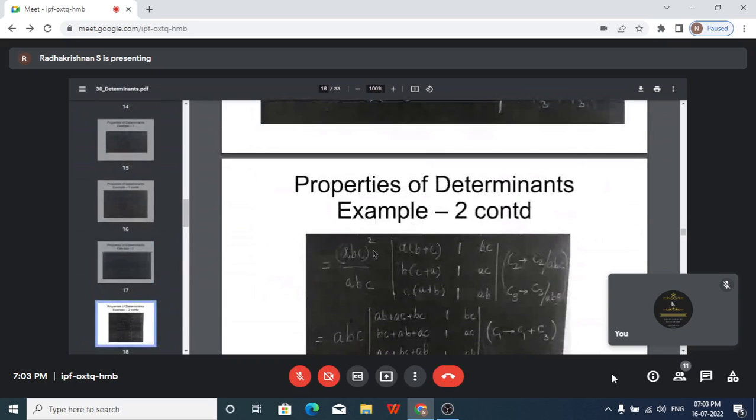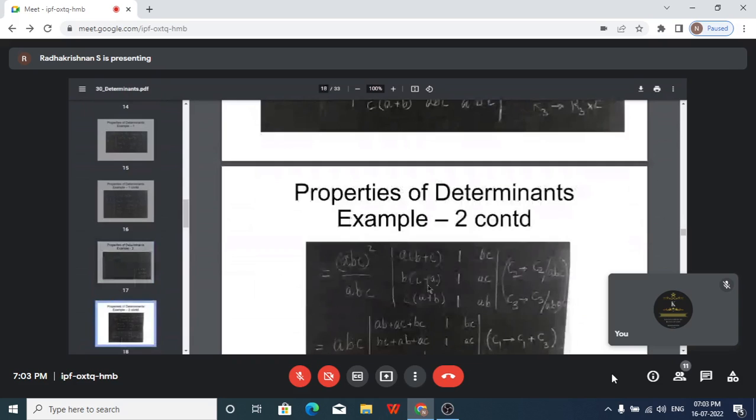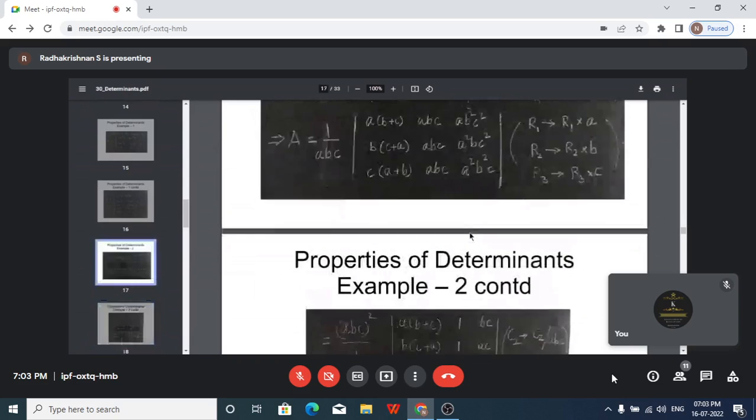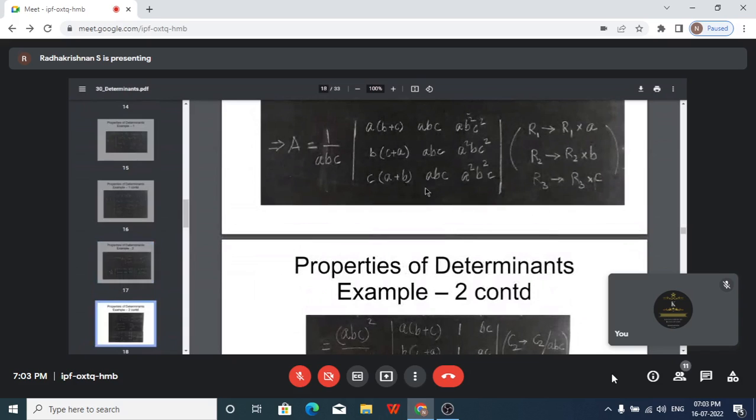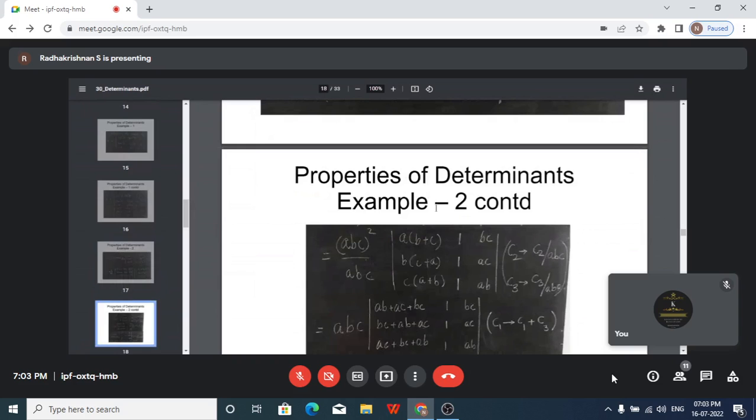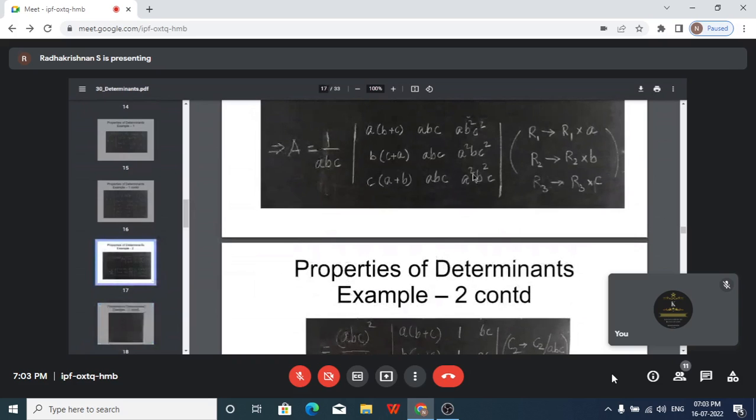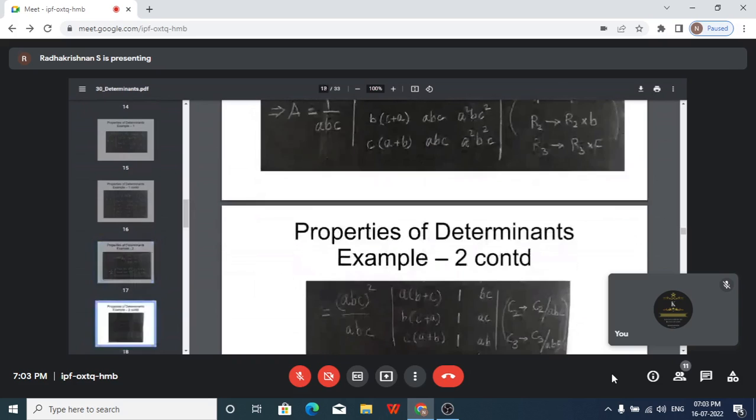அப்போ என்ன ஆயிடுது, we take out ABC square and we write it as the first column doesn't change, A into B plus C, B into C plus A, C into A plus B அப்படியே இருக்கு. Second column, since you have taken out ABC, 1 1 1 அப்படியே ஆயிடும். Third column also, since you have taken out ABC, it will become BC, AC, AB.